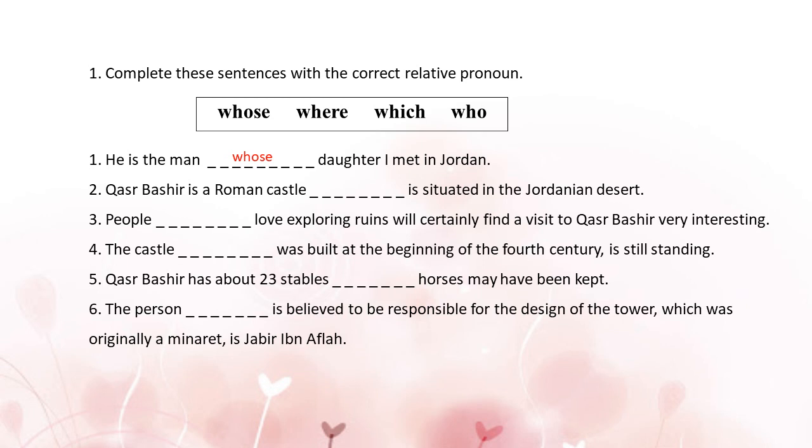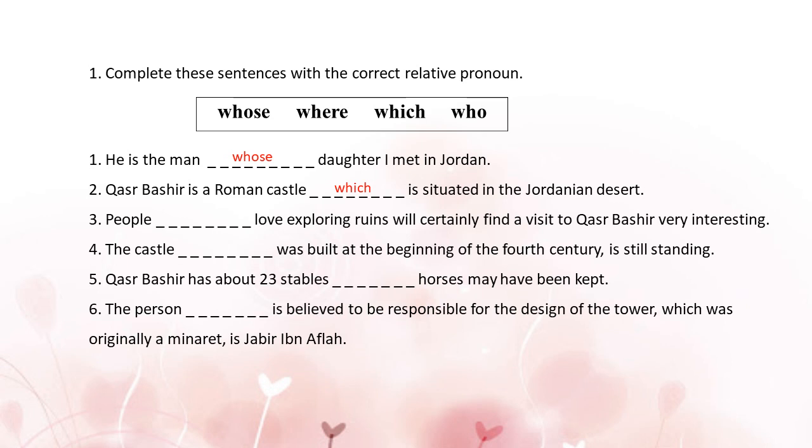Now, did anything happen in this castle situated in the Jordanian desert? We are talking about the location. So nothing happened. So this time, it's not a place. We identify it as a building, so we use the relative pronoun which. Again, it's not a place because a place should have something that happened in it. Here nothing happened, because of that we choose the relative pronoun which.